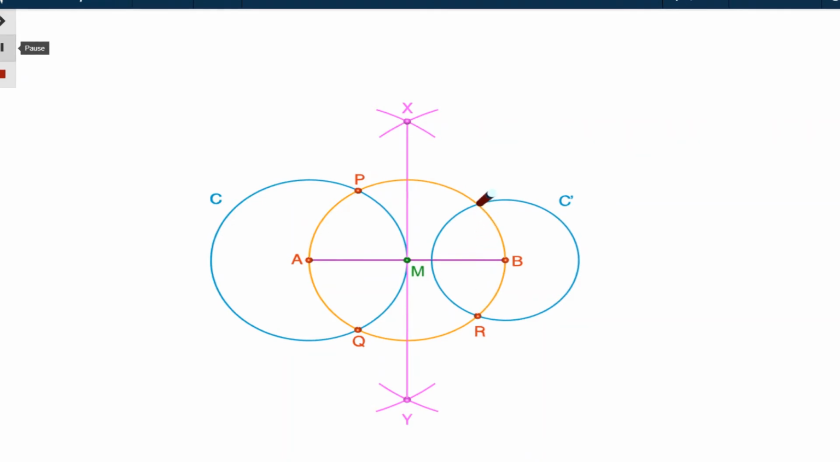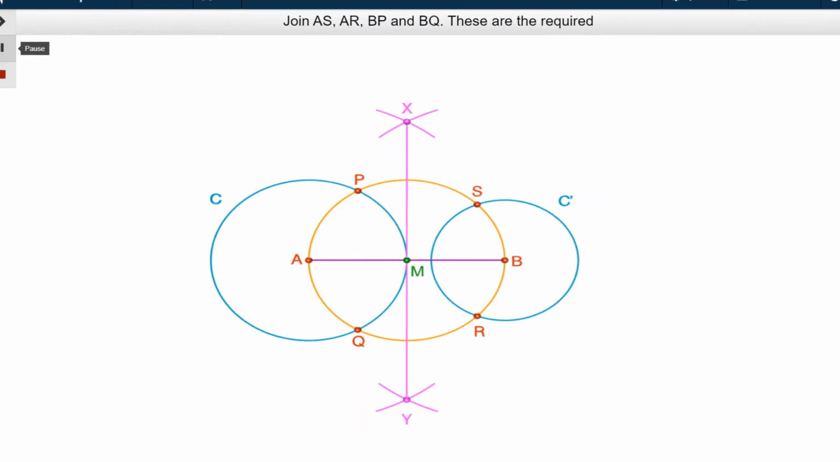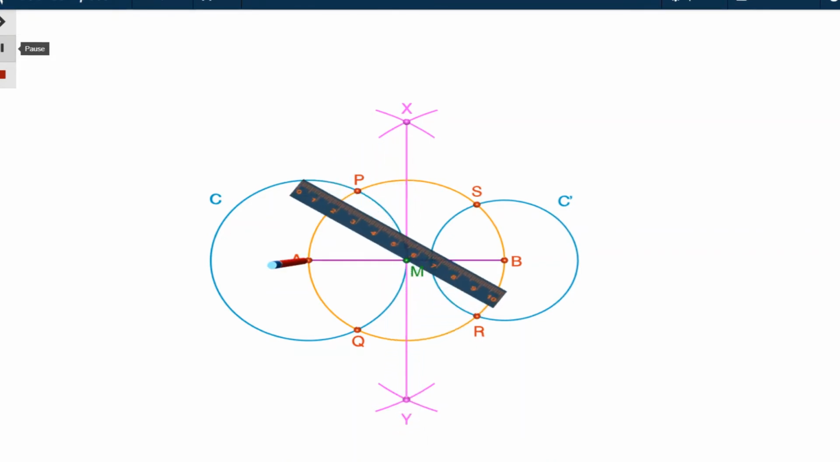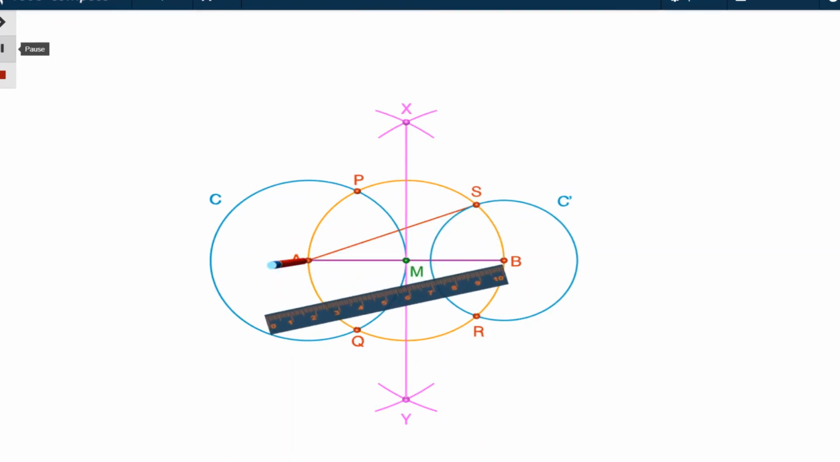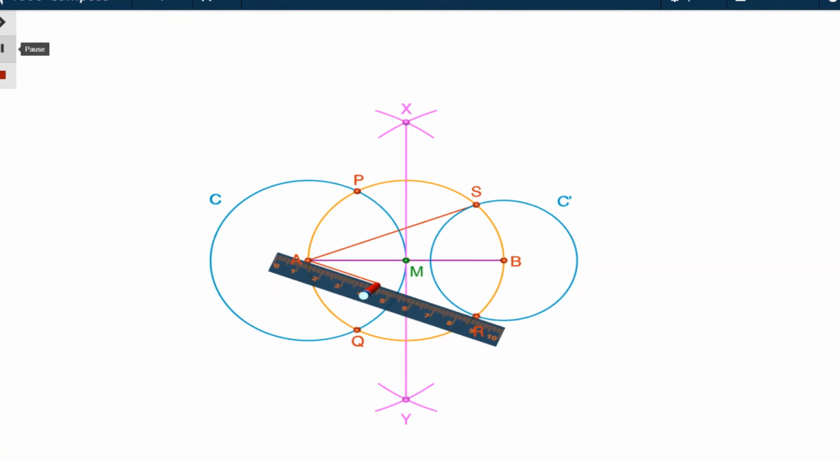So we have got 2 points. Now for getting the tangents, we have to join AS and AR. AS and AR are the tangents from the point A to the circle C dash. So A is an external point, and AS and AR are tangents from the external point A to the circle C dash. Similarly, join BP and BQ.